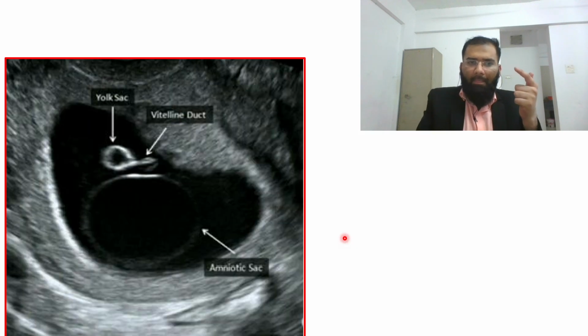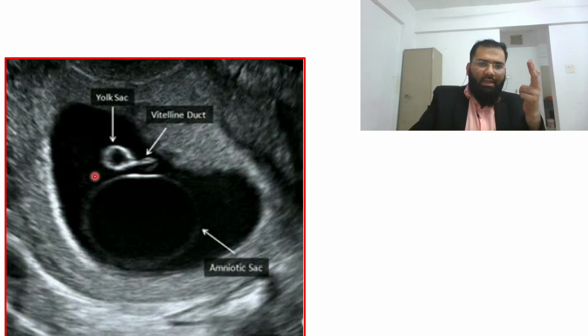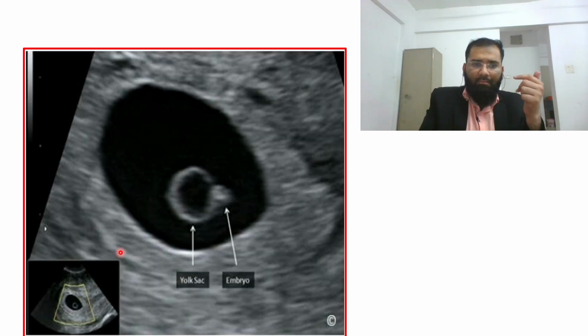Now look, after the G sac, there is development of the yolk sac. This is the vitellointestinal duct. This is the amniotic sac. This is called the double bleb sign. Look carefully. Now this is the yolk sac. This is the embryo. This is called the diamond engagement ring sign.